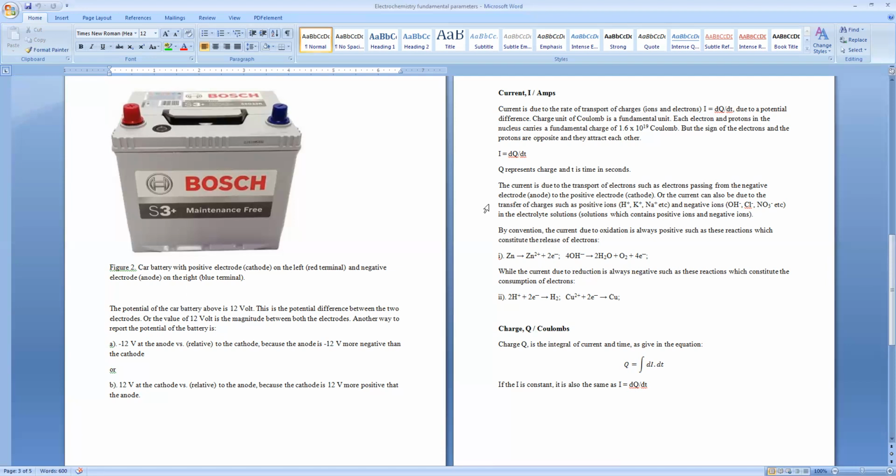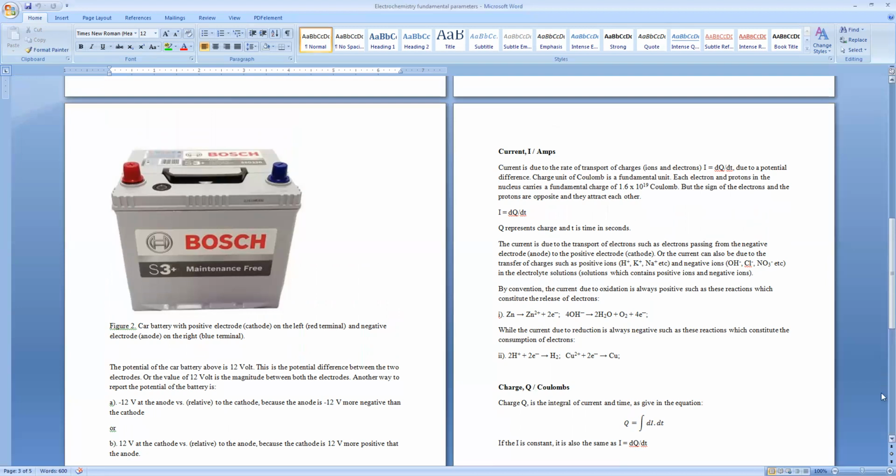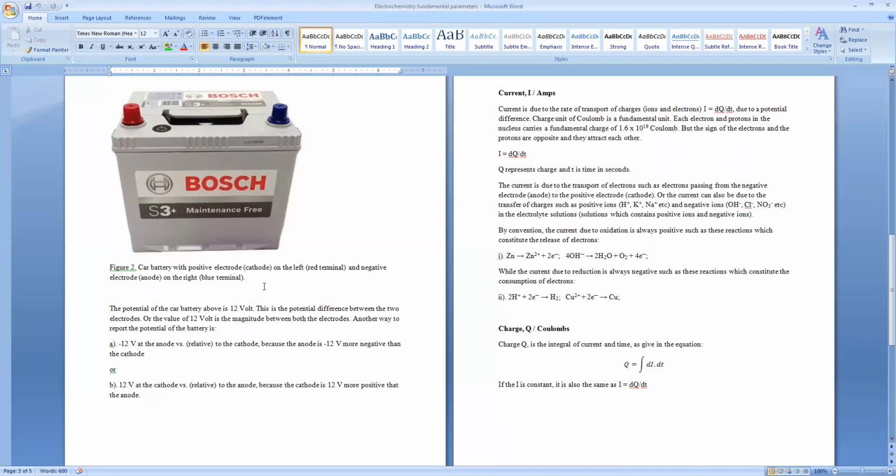Okay, so for example, if we choose to mention the cathode, which is a positive electrode, we can say that the potential of the cathode is 12 volts more positive than the anode, because the cathode is a positive electrode. But we don't normally mention it this way. We usually say that the potential of the battery is 12 volts, meaning the potential magnitude between the negative terminal and the positive terminal is 12 volts. That is the difference, the potential difference.